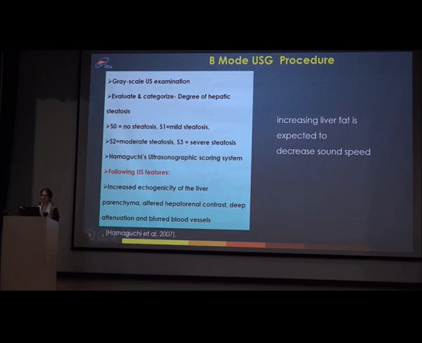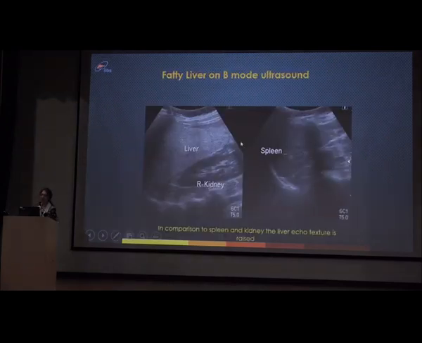So the ultrasound features are increased echogenicity of the liver, altered renal contrast with the liver, and deep attenuation with blood vessels, which I'll just show you. So this is a fatty liver, right? We all agree on this. Why? Because the kidney is darker than the liver.